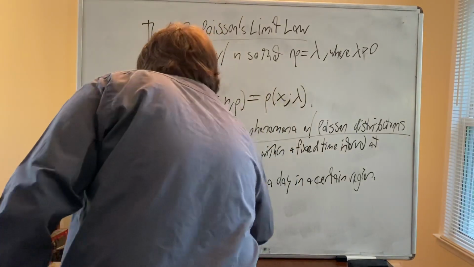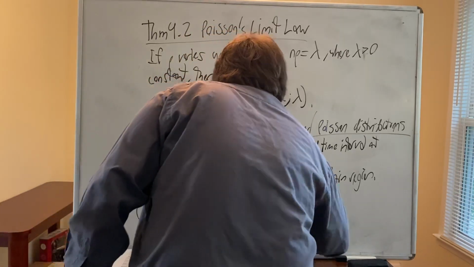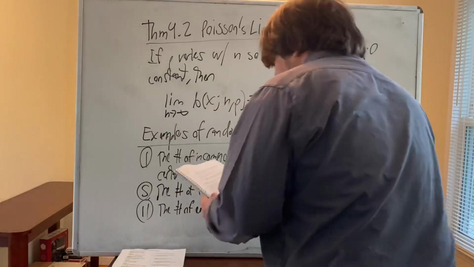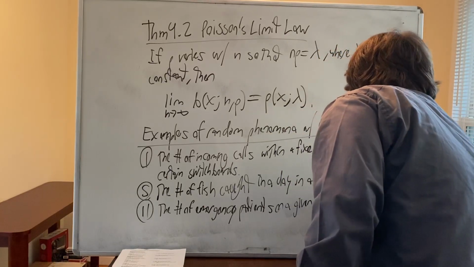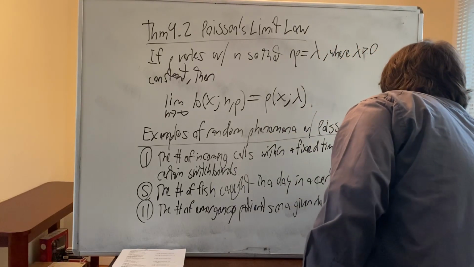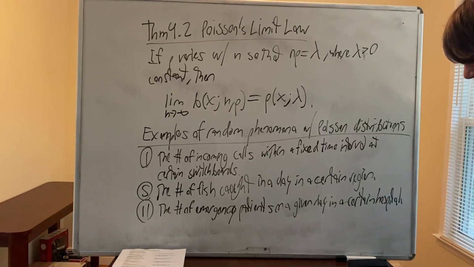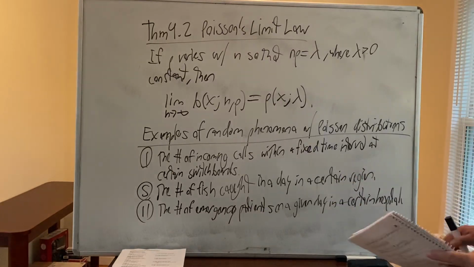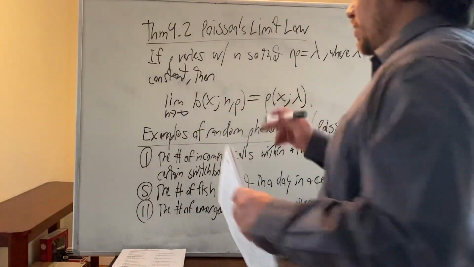The number of emergency patients on a given day in a certain hospital. Okay, so the number of emergency patients on a given day in a certain hospital, that's also a random phenomenon with a Poisson distribution. Okay, and so we have that probability where the limit of the binomial is the Poisson.